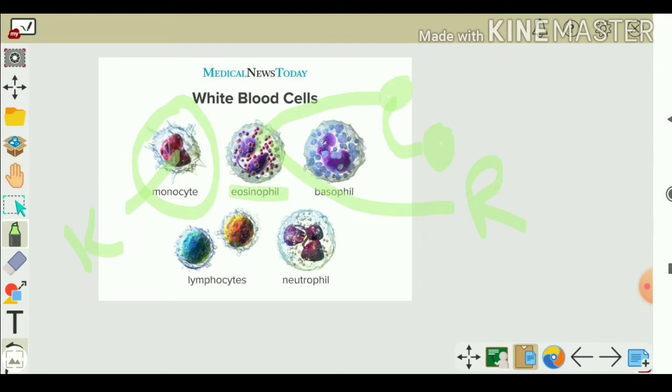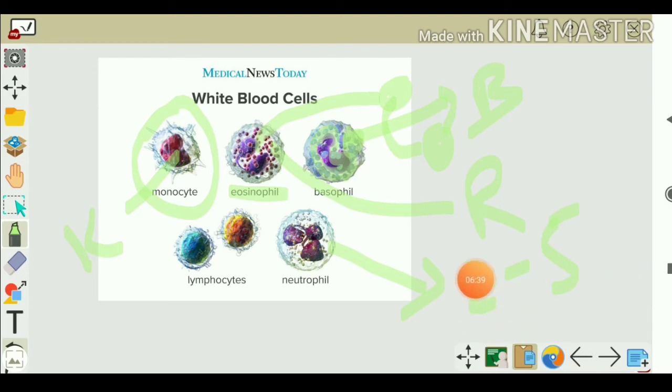The basophil has bilobed nuclei and blue granulation, or blue granules, so that's why it is called a basophil. Neutrophil is 2 to 5 lobed, so here we can see 3 lobes, and they are neutral cells, so they have an equal amount of basophilic substances and eosinophilic substances. That's why they are called neutrophils.